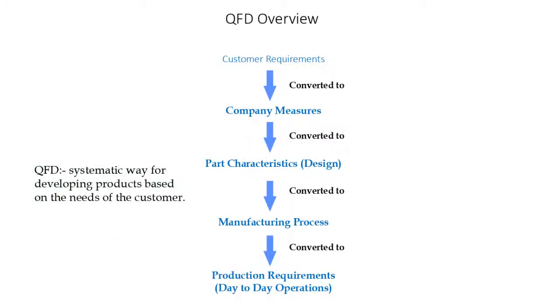An overview of the QFD process or steps. It starts with the requirement, then it is converted to measures, then these measures are converted to characteristics in the product, and then the manufacturing process will be established, converting these specifications into the process, then the production day-to-day operation, how you can monitor these requirements being fulfilled in the product as it was set from the beginning. So it is a systematic way.